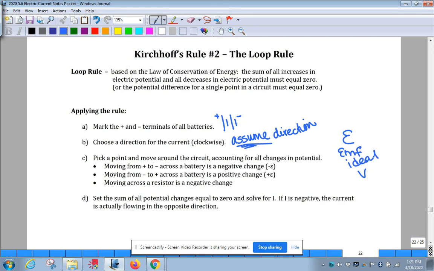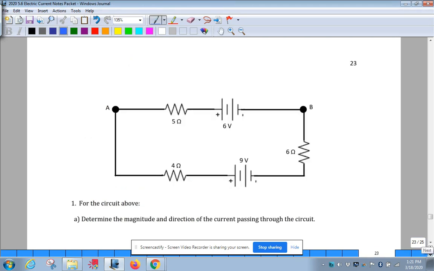Okay, so positive to negative, it's negative. Negative to positive, you have a positive change in EMF. Okay, any resistor or device is going to be a negative change. Okay, and then you set the sum of all the potential changes equal to 0, and then you solve for I. If I is negative, then you assumed the wrong direction, so you just have to flip the direction of the current.